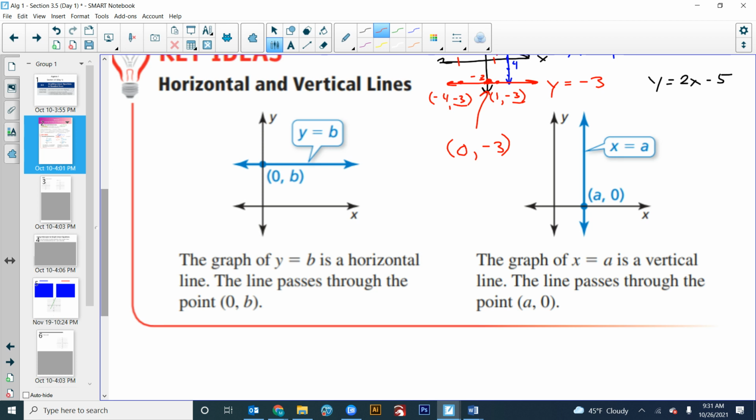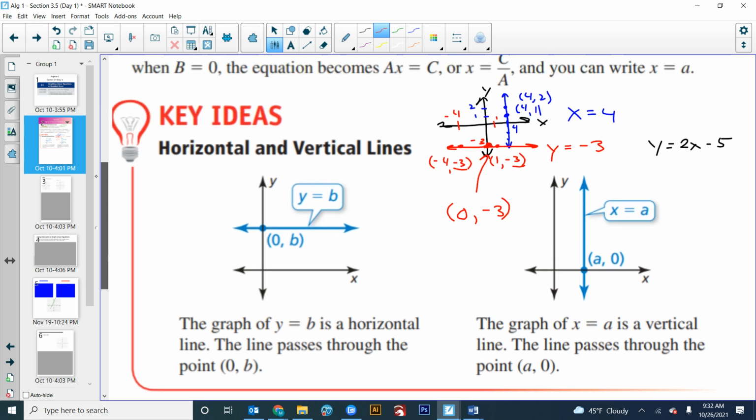But isn't a horizontal line always going to stay the same height? So what's its y-intercept? -3, in this case. What if y equals 8? What's its y-intercept? (0, 8), right, as a point. What if it's y equals -10? What's its y-intercept? (0, -10).